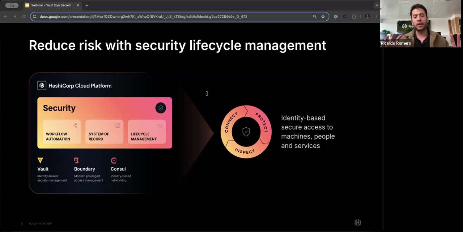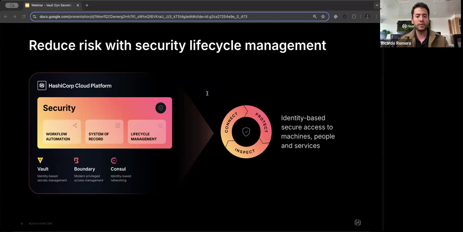So from our standpoint at HashiCorp, we have the HashiCorp Cloud Platform, which offers a suite of tools to help us overcome these challenges specifically. And as you probably already know, we have Vault, which is our identity-based secret management tool that has some very advanced, very interesting capabilities for managing credentials and certificates and so on. Then we also have Boundary, which is focused on securing the interactions between human users and machines by providing a modern approach to PAM, which is privileged access management. And we also have Consul for securing the interactions between machines by implementing an identity-based network using Consul Service Mesh.